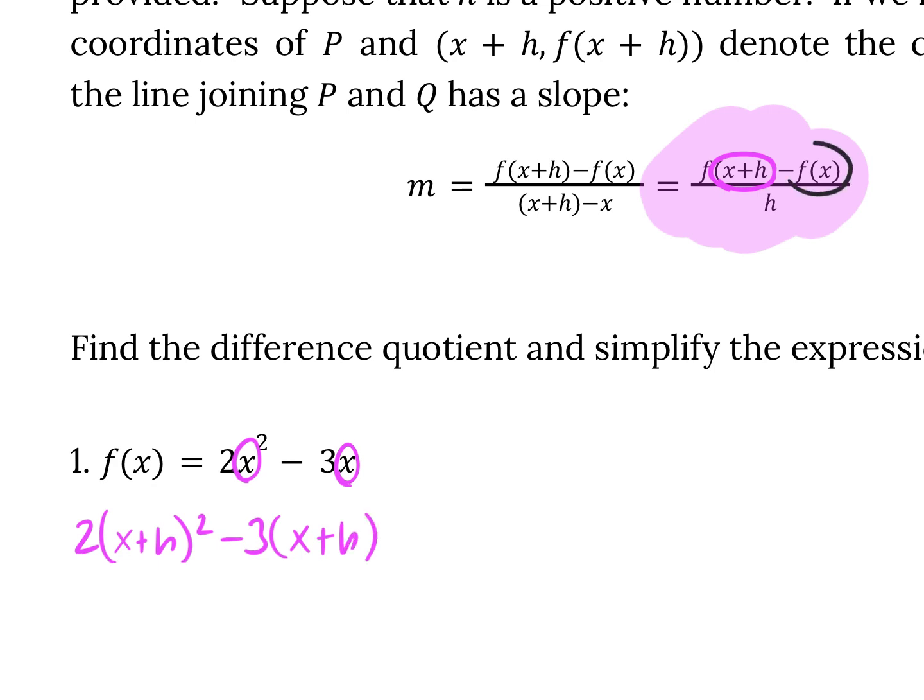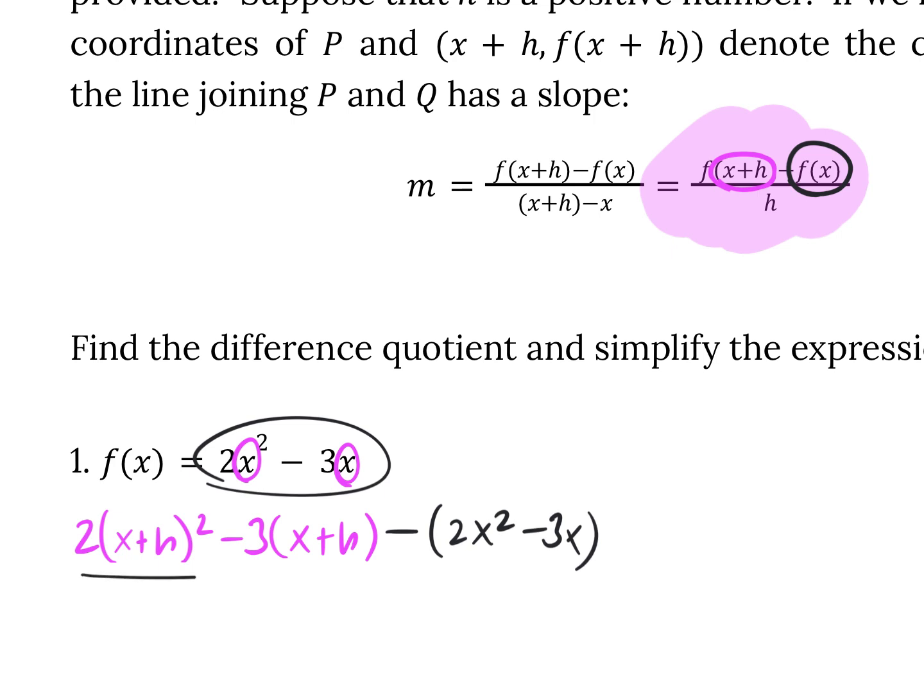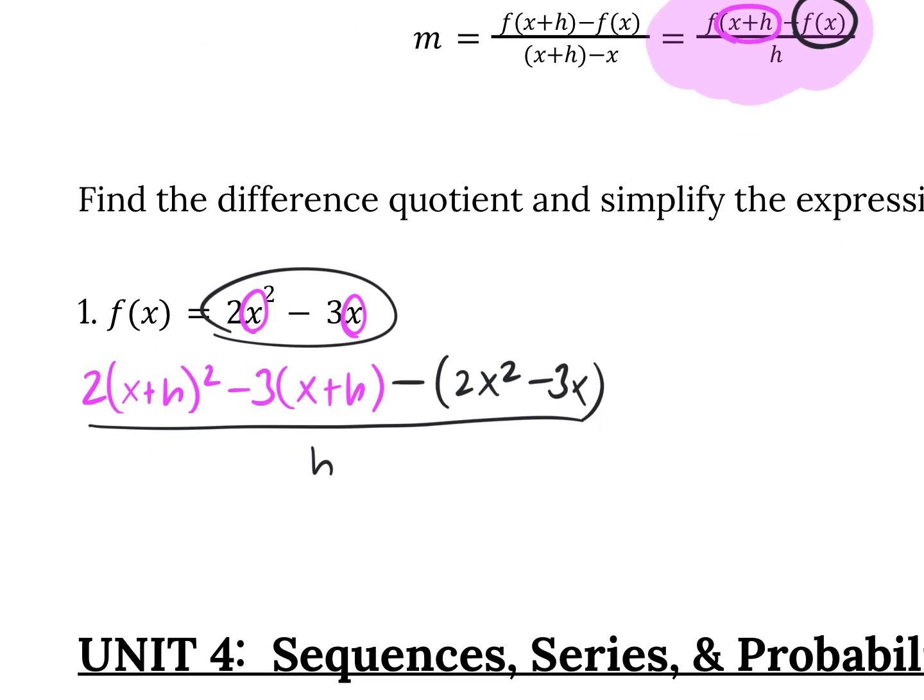Then it says minus f of x. Well, f of x is equal to this whole thing. So I'm going to subtract 2x squared minus 3x. And I'm going to divide all of that by h. And then all you have to do is simplify it. Okay? So we're going to have to do a little bit of factoring here. When I factor this first part, I'm just going to also distribute the 2 with it as well.